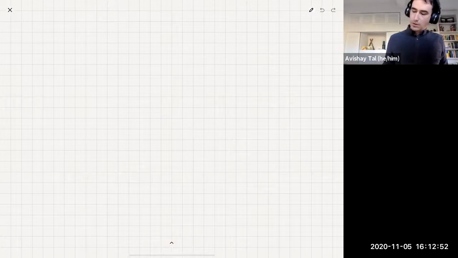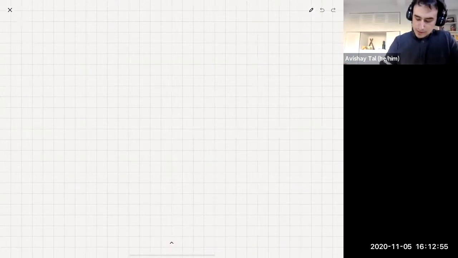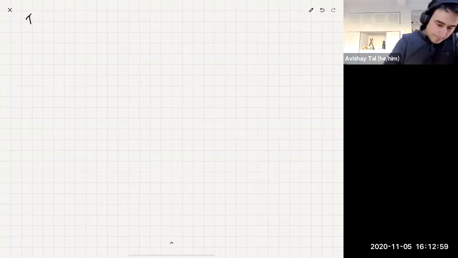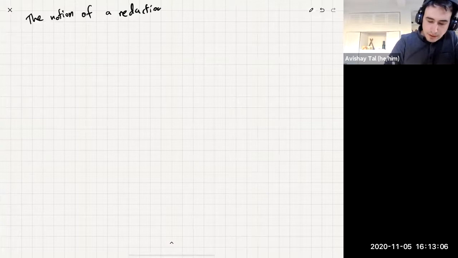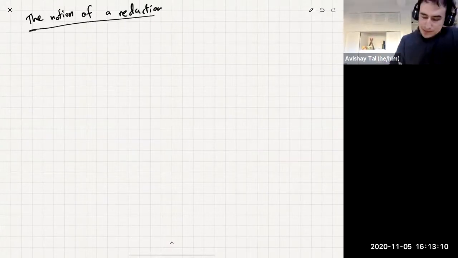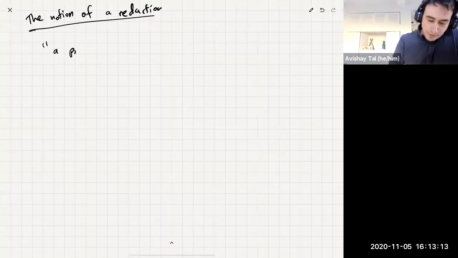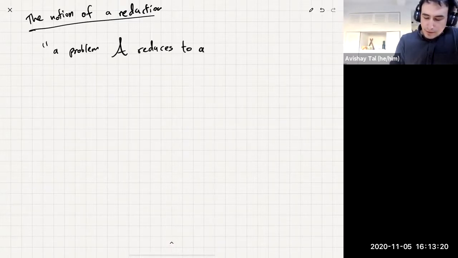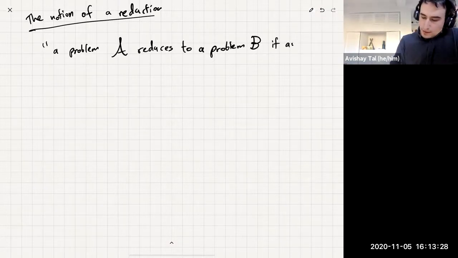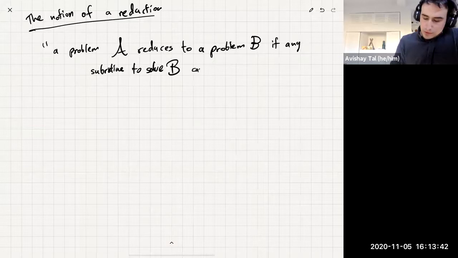Okay. All right, so now I want to get to the main point of today's talk, which is the notion of reduction. So reduction, in a high level or intuitive sense, would tell us that a problem, let's call it problem A, reduces to a problem B if any subroutine to solve B can be used to solve A.